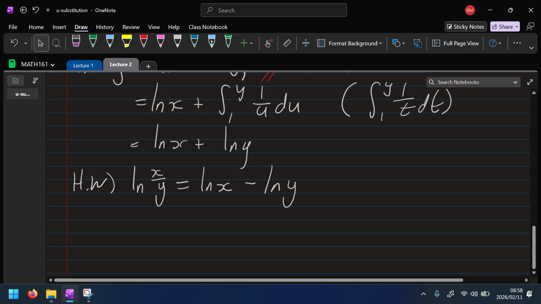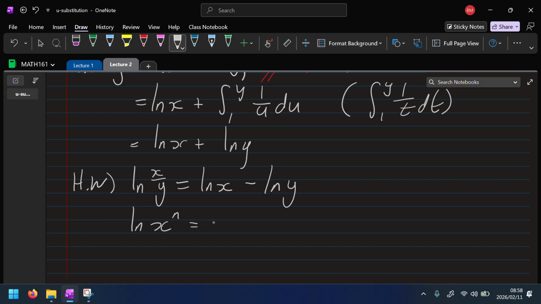And then secondly, this one's probably easier. The natural log of x to the n is n times the natural log of x. So those are the three most known properties of the natural log. Please prove those in the same way that we did for the previous example.